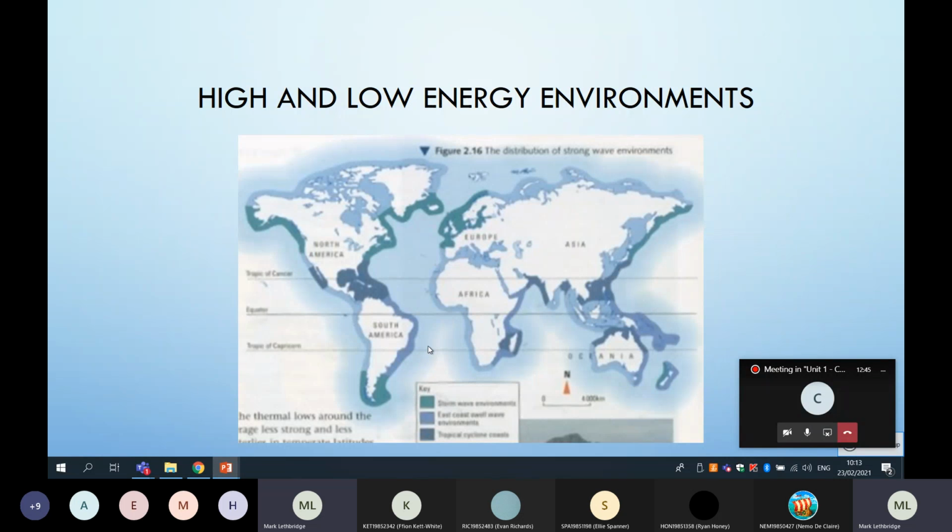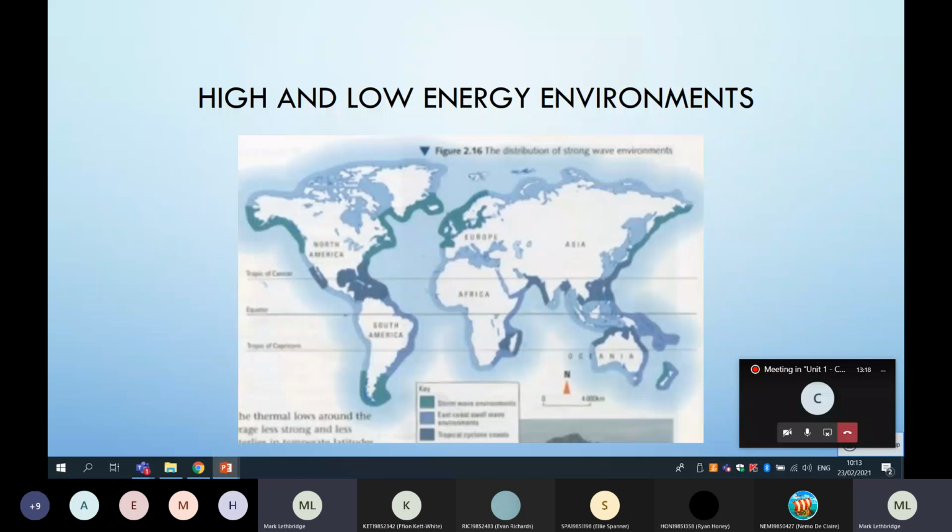Now, these dictate where we get on a global scale these high and low energy environments. Wherever we have the green color, so around Northern Europe and around parts of North America and South America as well, those are what we call storm wave environments. You'll notice that they are what we would refer to as a mid-latitude environment. They're about halfway between the tropics and the poles. That's what we mean by mid-latitude.